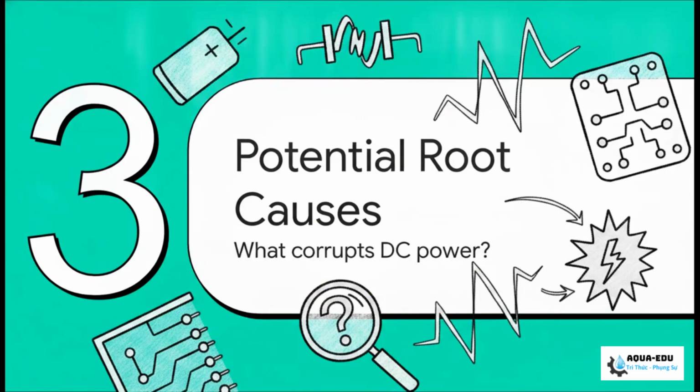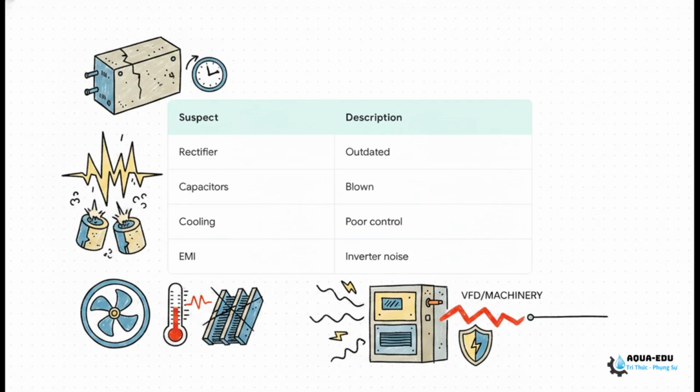Let's move to part 3, potential root causes. In my 20 years on the floor, bad DC power almost always comes down to one of 4 usual suspects. Suspect 1, an outdated rectifier. Aging components just lose their ability to turn AC power into smooth DC. Suspect 2, blown filter capacitors. These are literally designed to smooth out the electrical wave. When they blow, your ripple spikes.